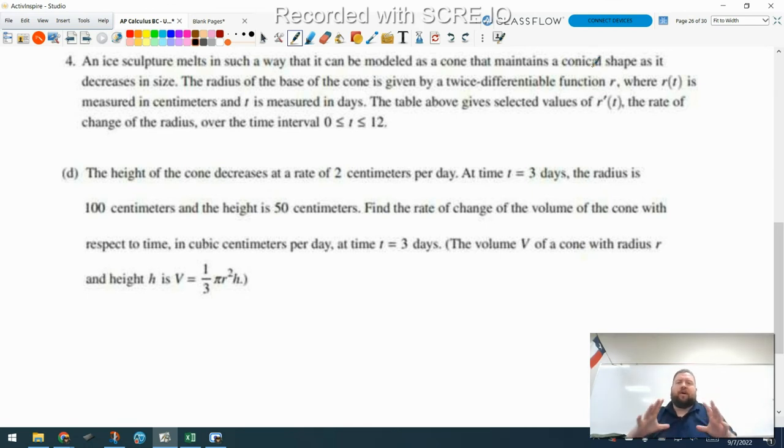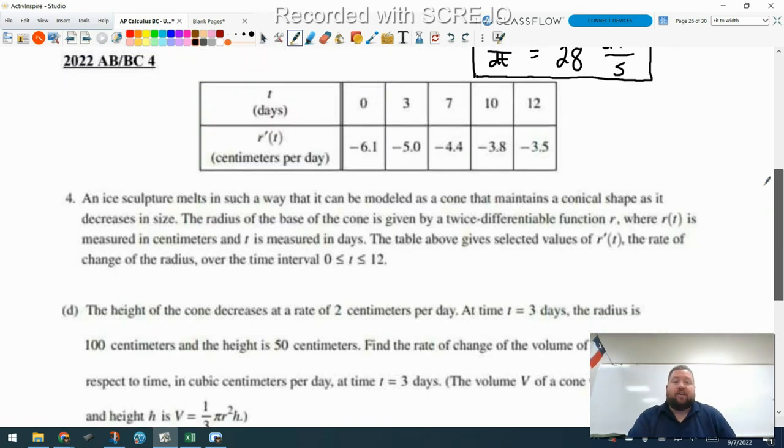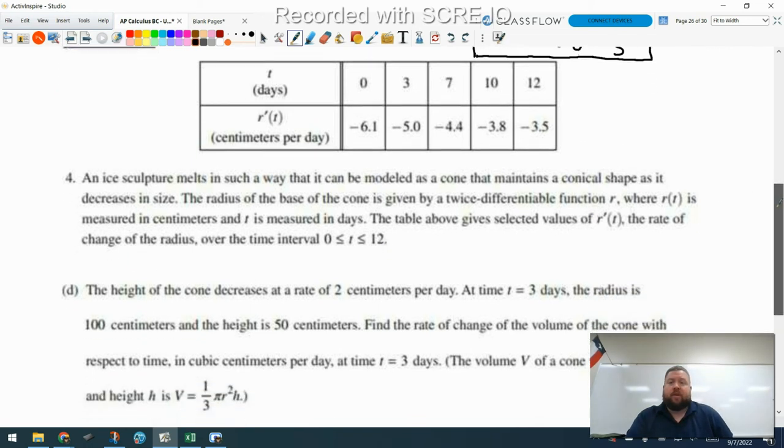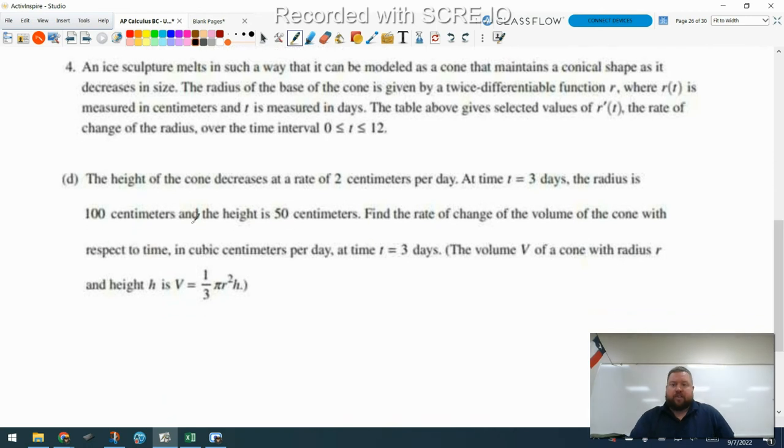A real ice sculpture would just kind of melt and turn into a blob. So we're pretending we're in this fake math world where our cone ice sculpture melts and stays a cone the whole time. The radius of the base of the cone is given by a twice differentiable function r, where r of t is measured in centimeters and t is measured in days. We're given values of r prime, the rate of change of r, up here in this table over the time interval 0 to 12.